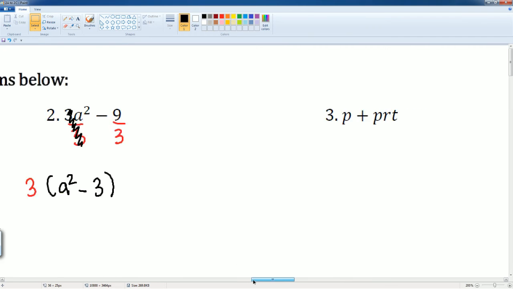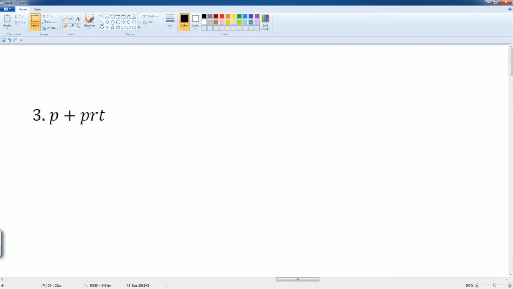Let's do the next one. Here we have the letter P, PRT. So it looks like P is what they have in common. So I could divide out P here, divide out P here. P would be, again, the GCF. And let's see what's left over.